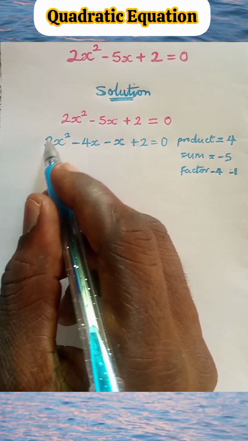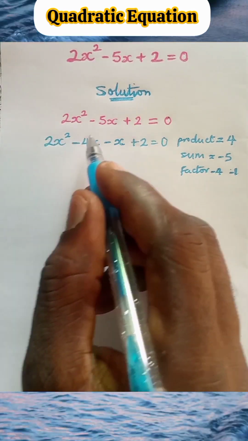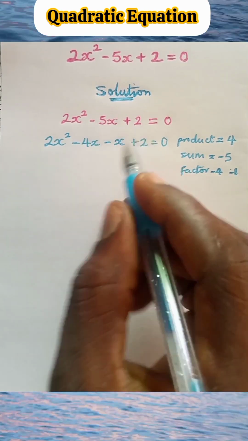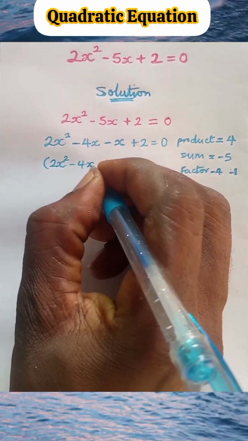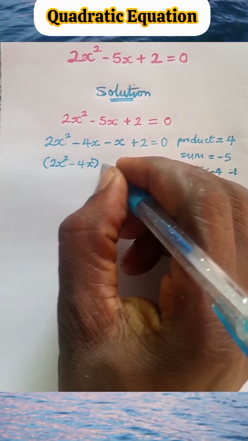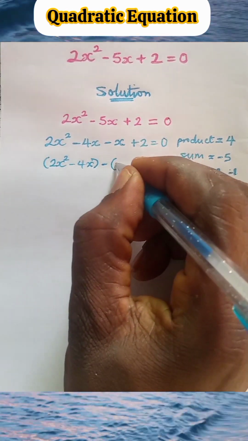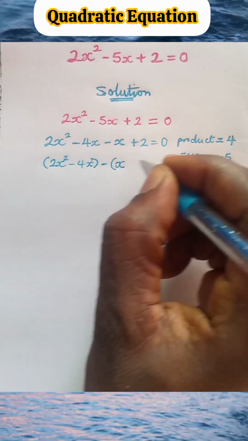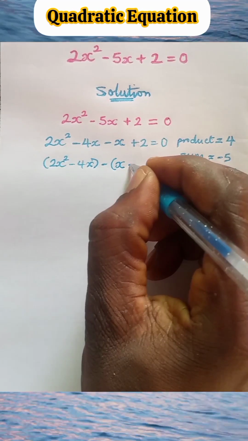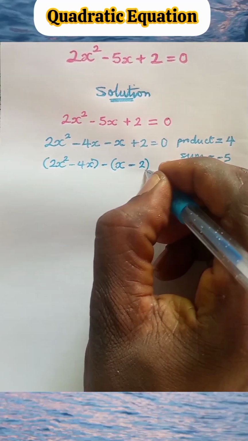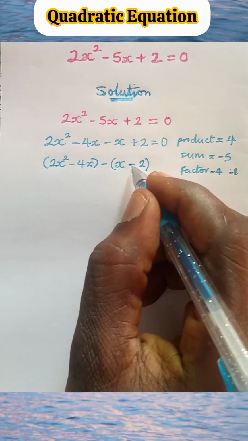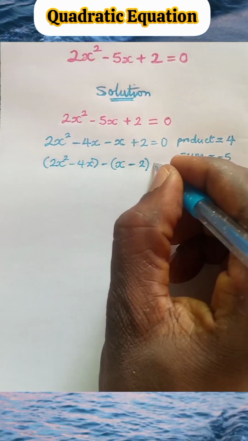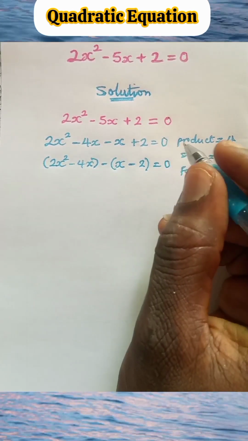So next, we are going to group these terms 2 by 2 in two groups. So here we group 2x raised to power 2 minus 4x, close our bracket, minus open bracket, x. In this place, we are going to use -2. We use minus because we have introduced a bracket. If we open up the bracket, minus multiplied by minus gives us back this plus. So everything equal to 0.